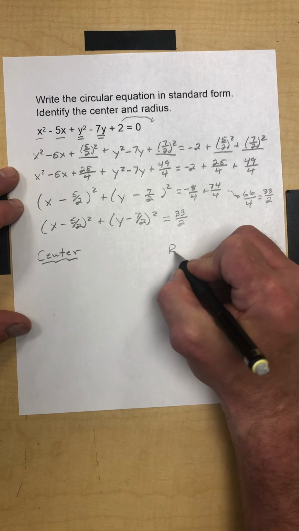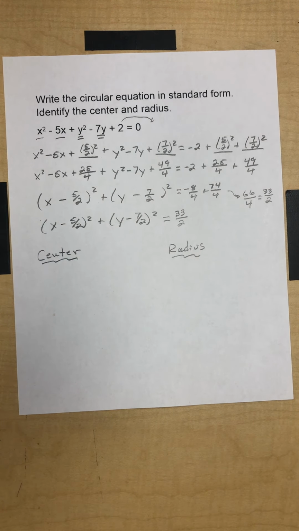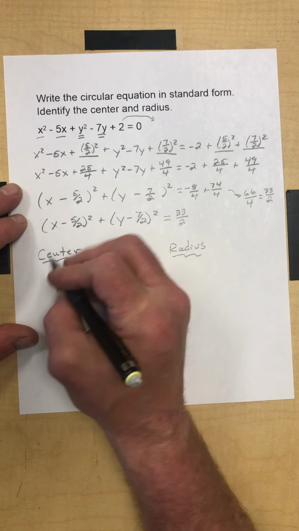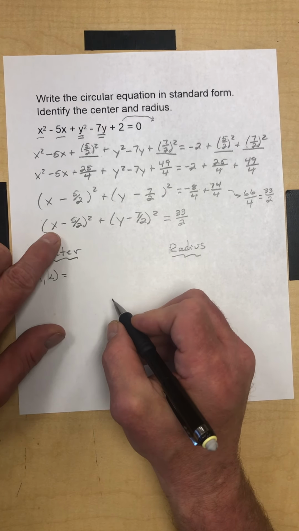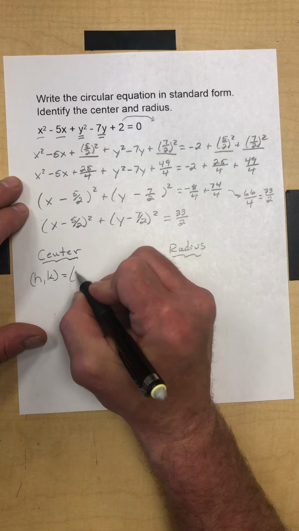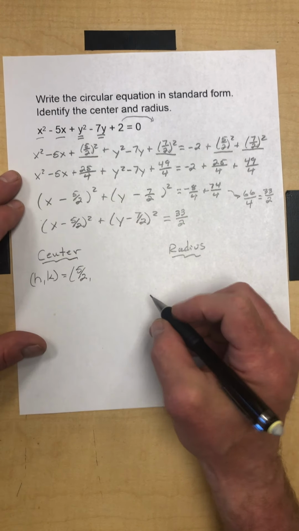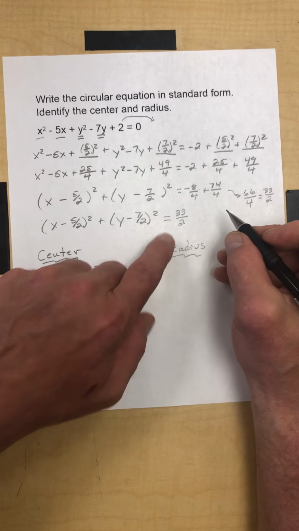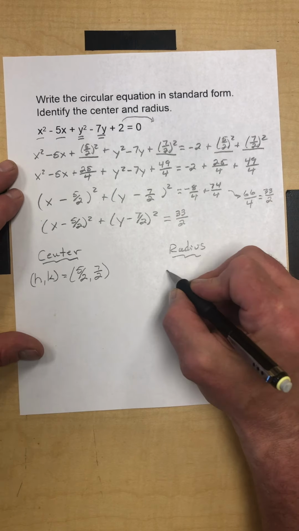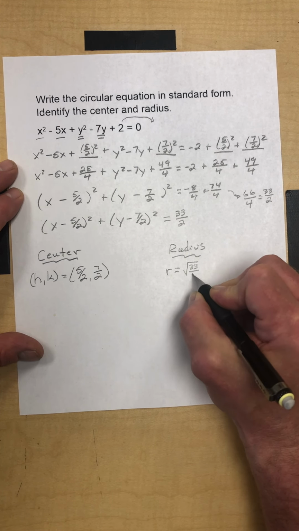Okay, and we have our radius. And once again, going back to your (x - h)² + (y - k)² = r². So our (h, k): it'll be x minus h, so h is 5/2. Okay, y minus k, so k is 7/2. There's our center. And then our radius would be the square root of this guy. So the radius is the square root of 33/2.